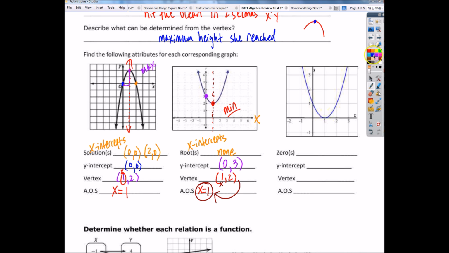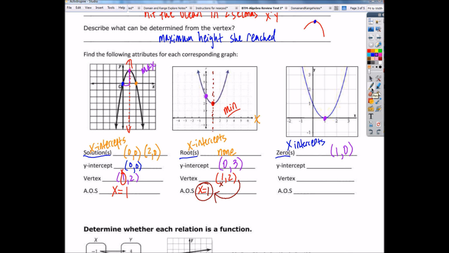And the last one, again, zeros means x-intercepts. Are you starting to learn something here? X-intercepts have different names: zeros, roots, and solutions. So if I'm looking right here, this one only touches once. And so that is an x-intercept. So I have to have an x value, which is 1, and the y value is 0. All right. So that's pretty simple there.